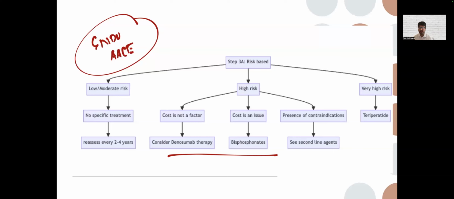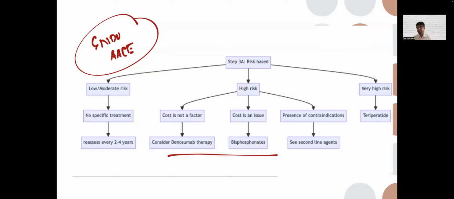If the cost is not a factor, you need to consider giving denosumab as the first line therapy. If you see head-to-head clinical trials of denosumab versus bisphosphonate, denosumab has better results. It's also more convenient to administer. It is a subcutaneous injection which has to be given every 6 months.